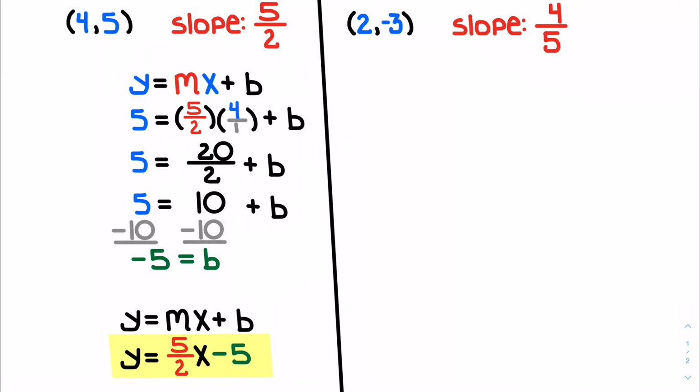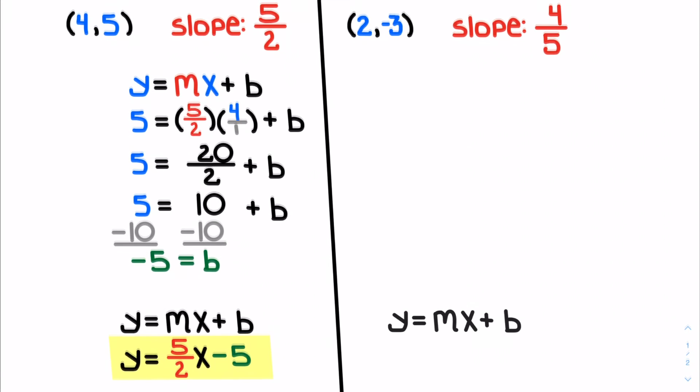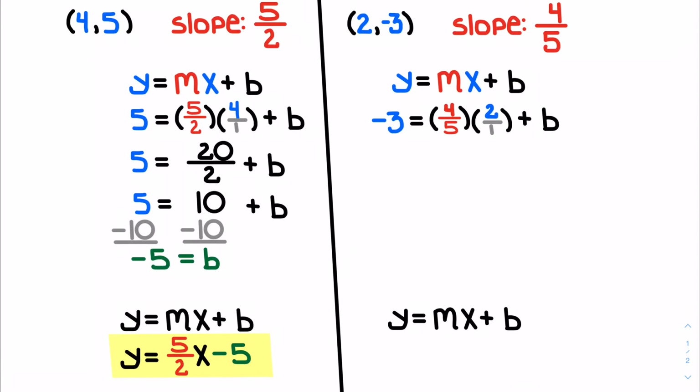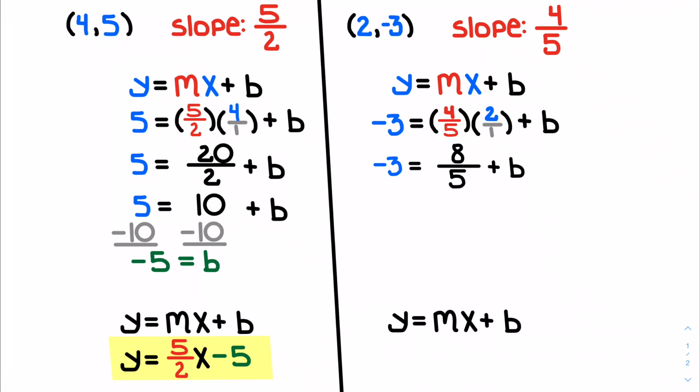We're going to do one more example. It's going to look pretty much the same. However, I'm going to show you a trick on how we can avoid adding or subtracting some fractions. So starting with that equation, y equals mx plus b, we'll substitute in 2 for the x, negative 3 for the y, and 4 over 5 for the m. We're going to need to put that 2 over 1 so that we can multiply those fractions. Multiplying straight across, we have 8 over 5.